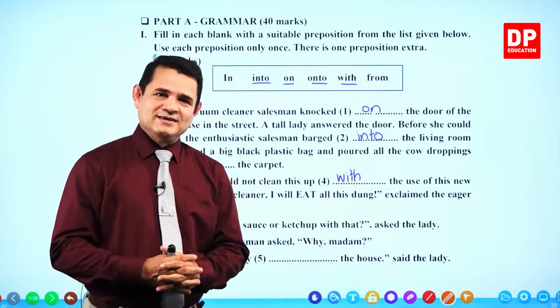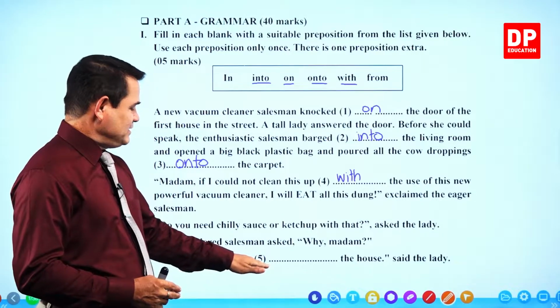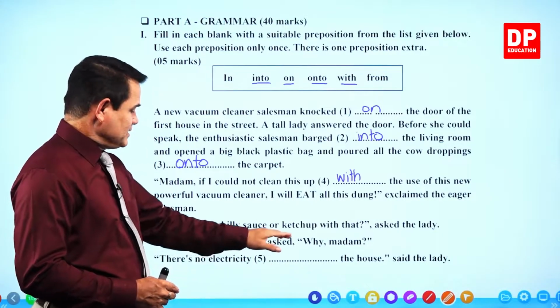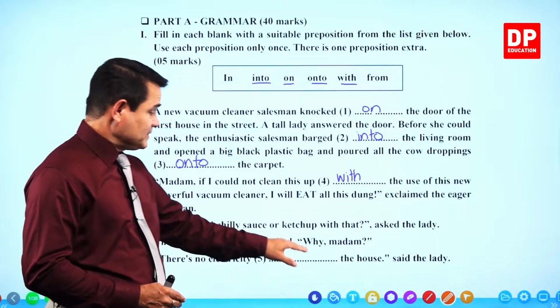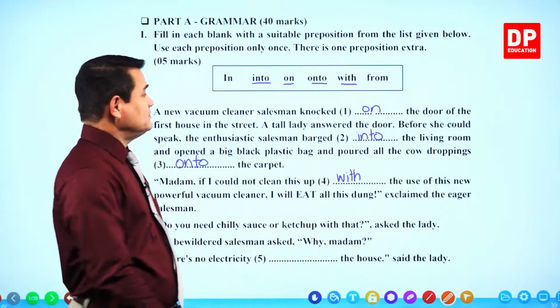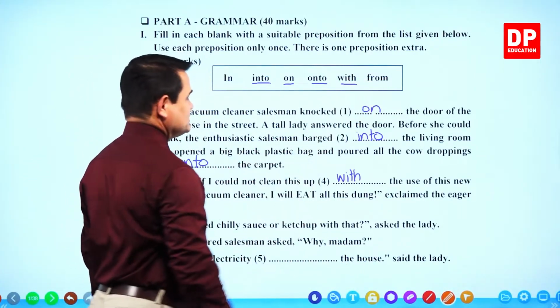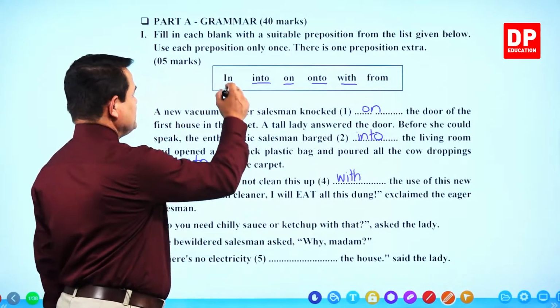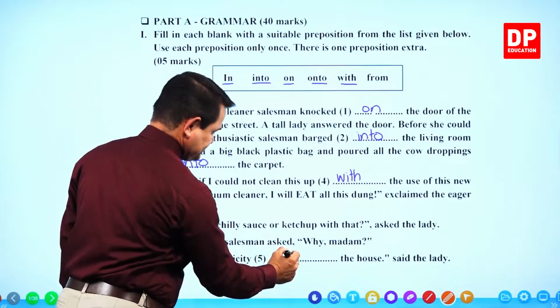It's a nice funny story, right? So then what can be the word coming to this one? There is no electricity, the house. Then what is the word remaining? You don't say from the house. It should be in the house.